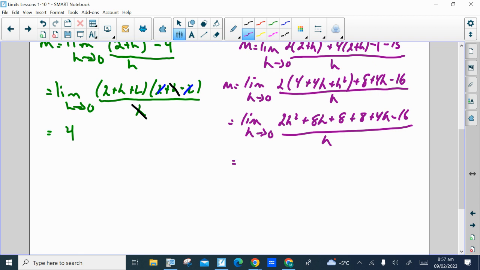So if you look at all the constant terms on top, you've got a positive 8, a second positive 8, which is 16, and then you have a minus 16. So those will cancel. You get rid of the constant term. And that needs to happen so that we can get rid of the h on the bottom, because now we can take out a common factor on top. A common factor of 2h, which leaves us with h plus 4. And now the h's will cancel.